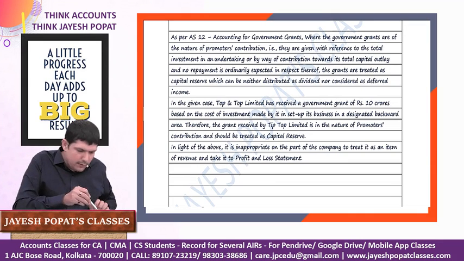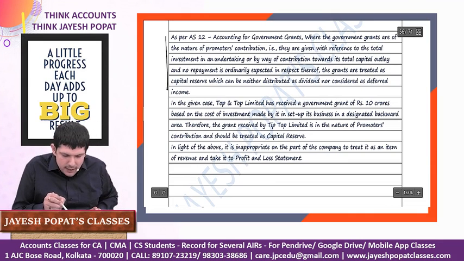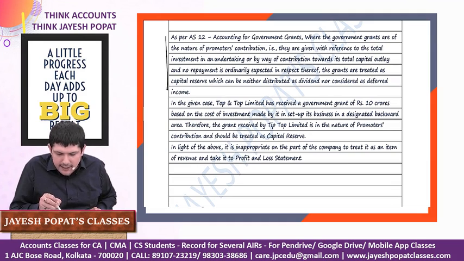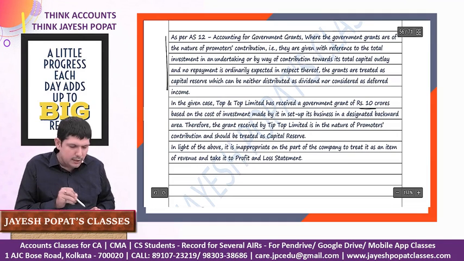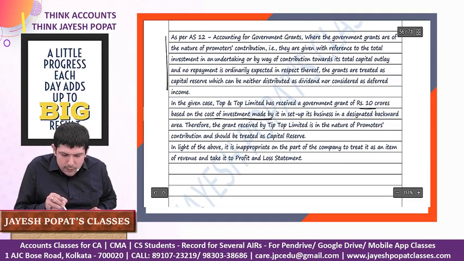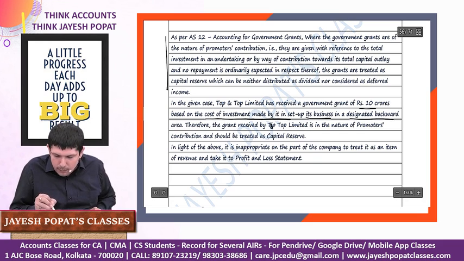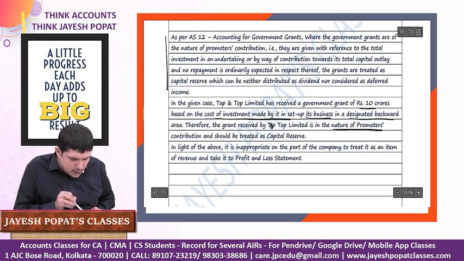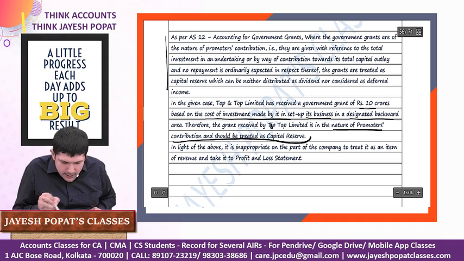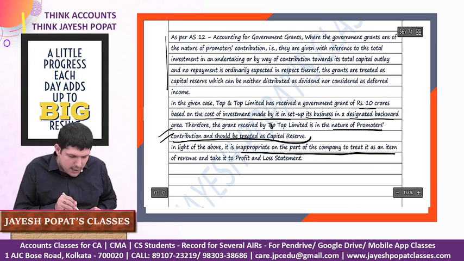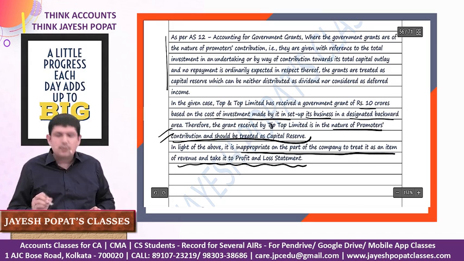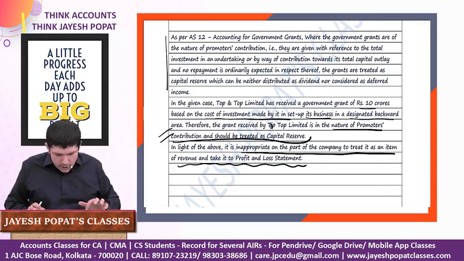Here we have noted the text from the standard. In the given case, Top Limited has received a government grant of rupees 10 crore based on the total cost of investment made by it in setting up business in a designated backward area. Therefore, the grant received by Top Limited is in the nature of promoter's contribution and should be treated as capital reserve. In light of the above, it is inappropriate on the part of the company to treat this as an item of revenue and take it to the statement of profit and loss.